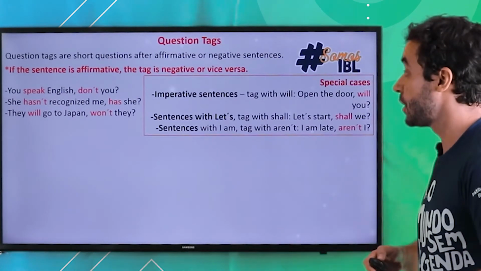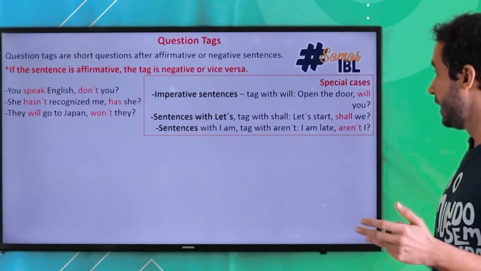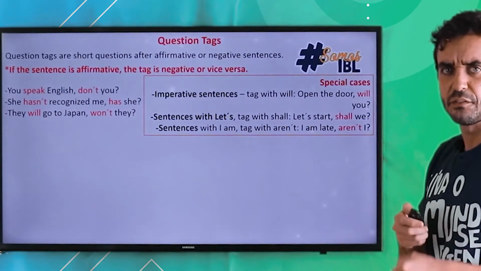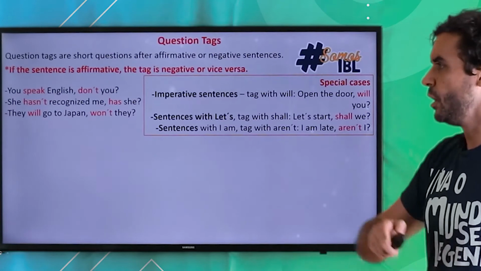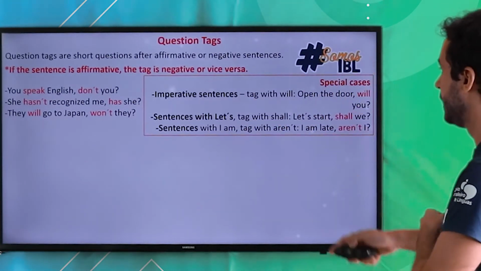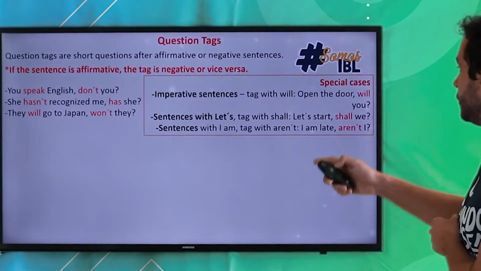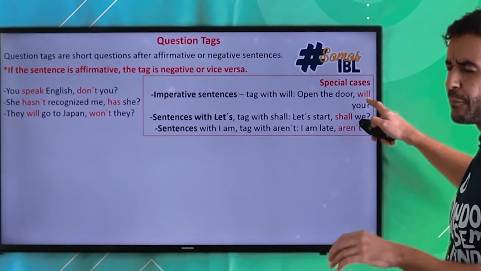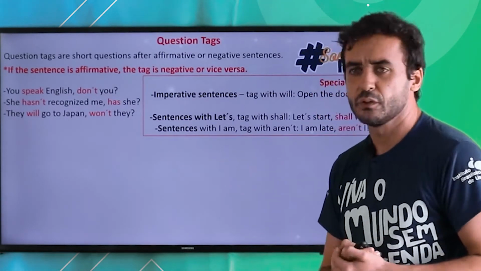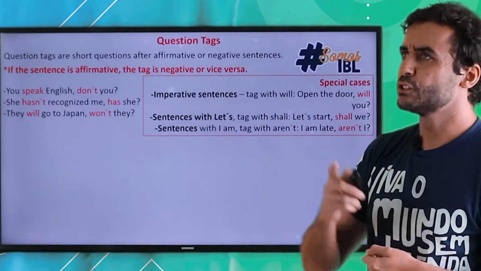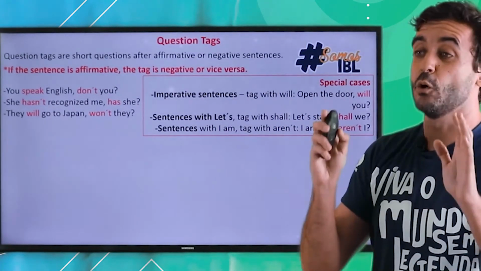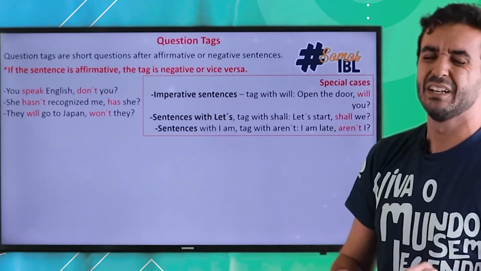And the exceptions are basically three. For example, the first is when you have an imperative. Imperative is when you tell something or tell someone to do something, right? Open the door, do this, do that, call your mother, etc. Whenever you have an imperative sentence, you use will all the time, always. So for example, open the door, will you? Call your mother, will you? Turn on the air conditioner, will you? Okay, so you don't have to think. You just use will you, will you, will you.